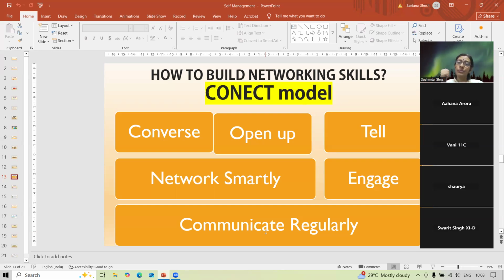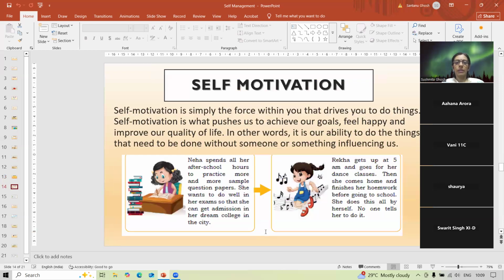Okay, so you have to remember this word CONECT and the meaning of those letters. Conversing well, opening up, networking smartly, engaging yourself with them, communicating regularly. साल में एक बार बात करने से networks नहीं बनते. And you have to tell that this is what it is. I need your help. Okay, so the CONECT model is to be done and remembered.